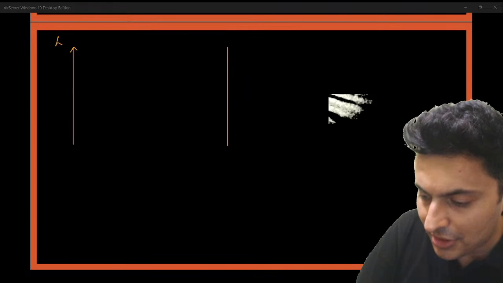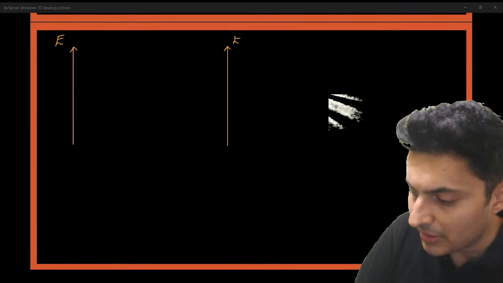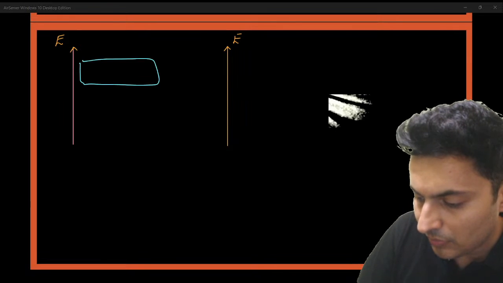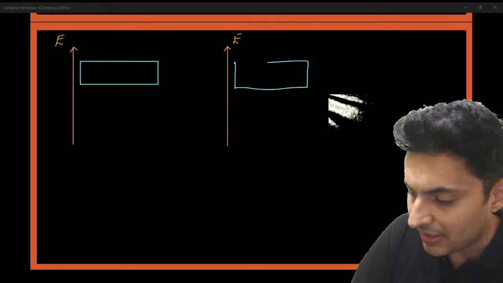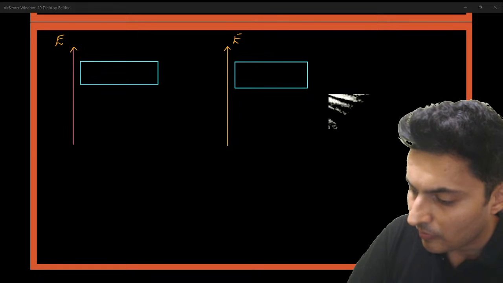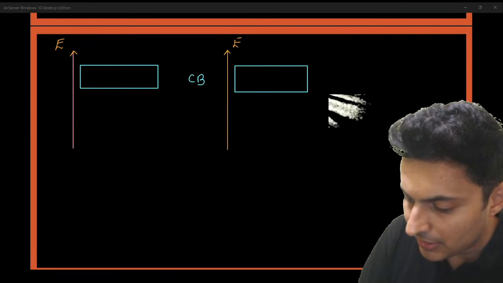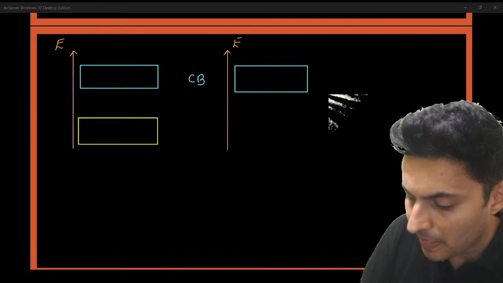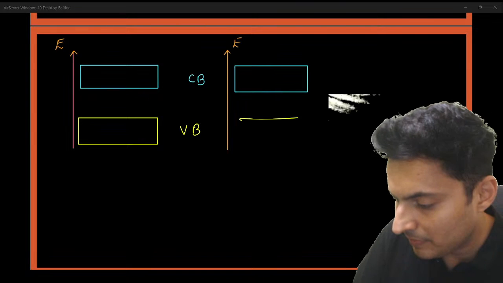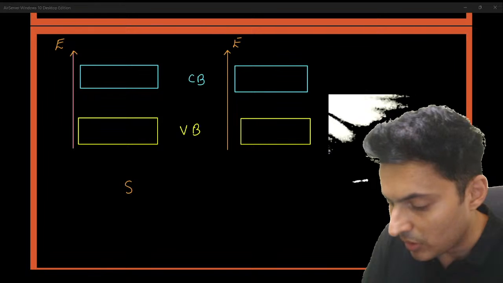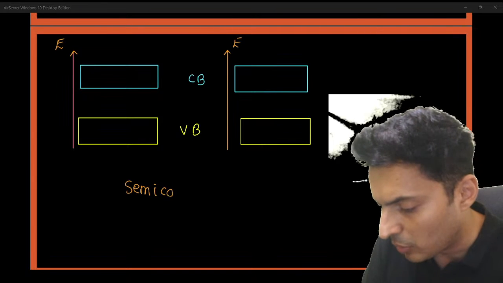So you have energy over here. You have energy over here. Then this is your example conduction band. This is your conduction band. And let's say this is your valence band. Whatever I'm discussing is purely right now for semiconductors. They have a small band gap.